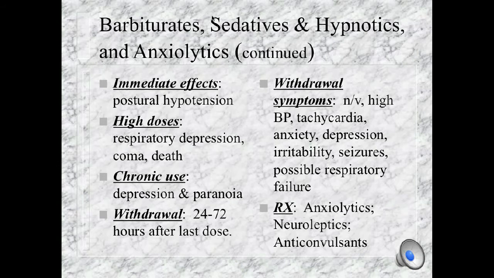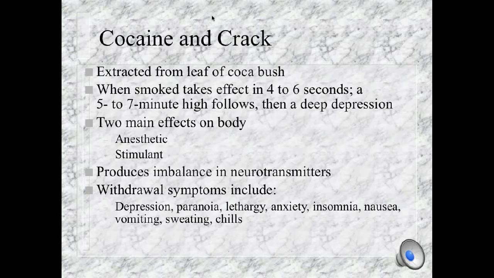So how do you treat benzos? You really treat it with anxiolytics or anti-anxiety agents, because for the individual that was taking the shorter-acting ones, you're going to have to put them on a longer-acting benzo and then wean them down from that. Neuroleptics are the antipsychotics, used for symptoms of paranoia, and also anticonvulsants to prevent seizure activity more than anything. But it can be a powerful mood stabilizer as well.